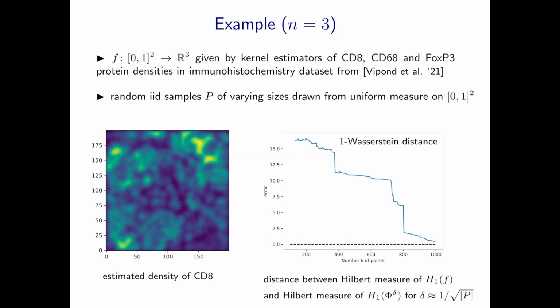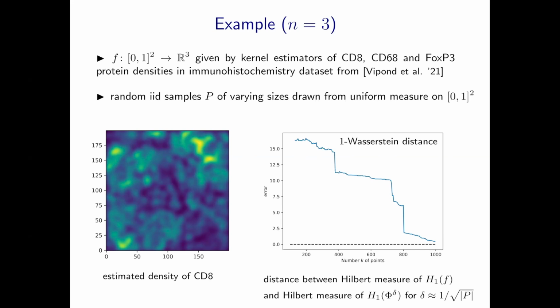And so to study the densities, they use a density estimator. Here it's a Gaussian kernel estimator. And they studied 3 proteins, CD8, and, what are the names of the other ones? CD68 and FOXP3, don't ask me what they mean, but there are 3 different proteins. And so they used an estimator for each one of them. So they have 3 real valued functions, which they combine into R3 valued functions, okay? A function valued in R3 over the unit square.